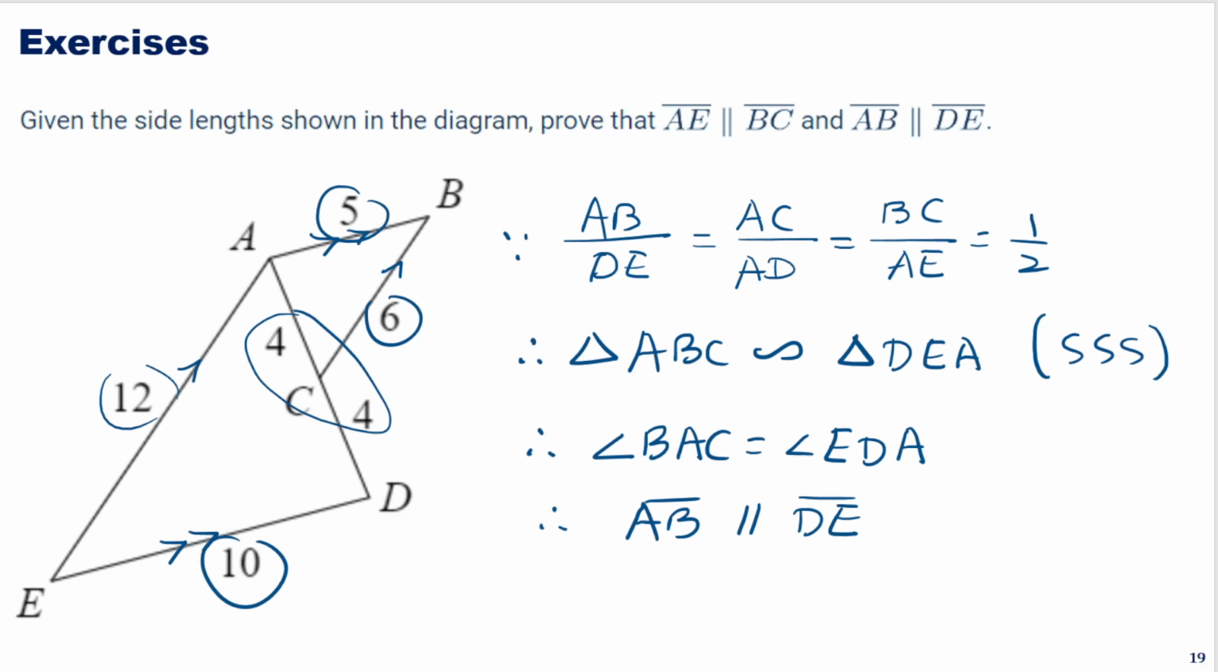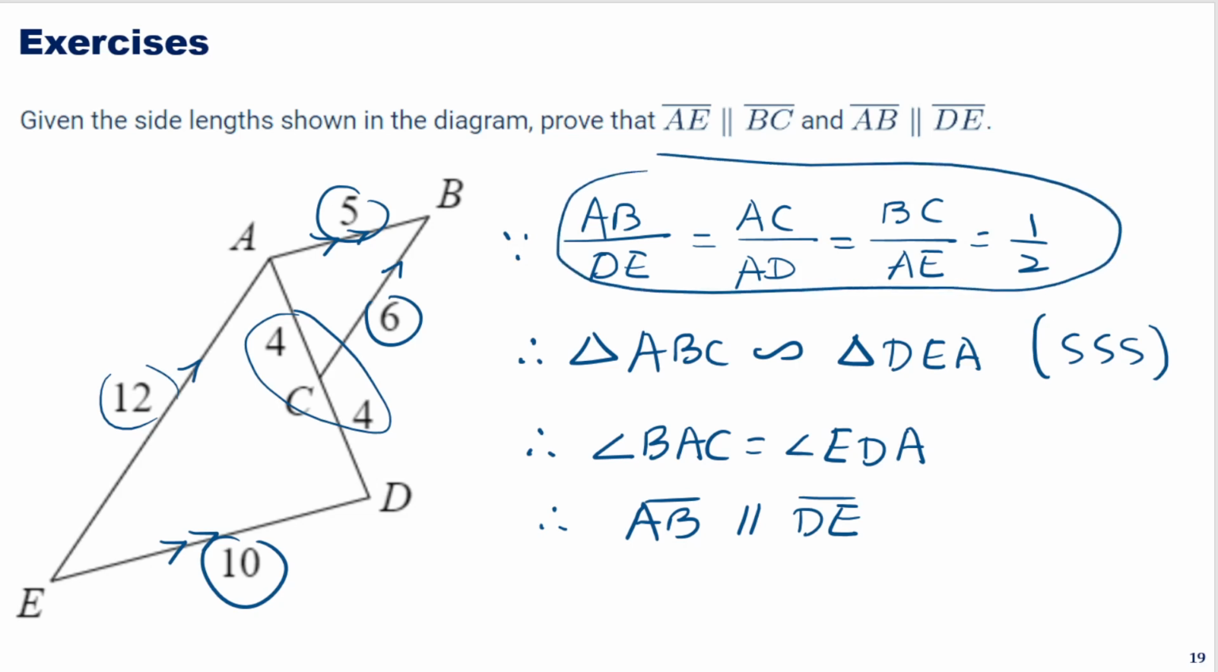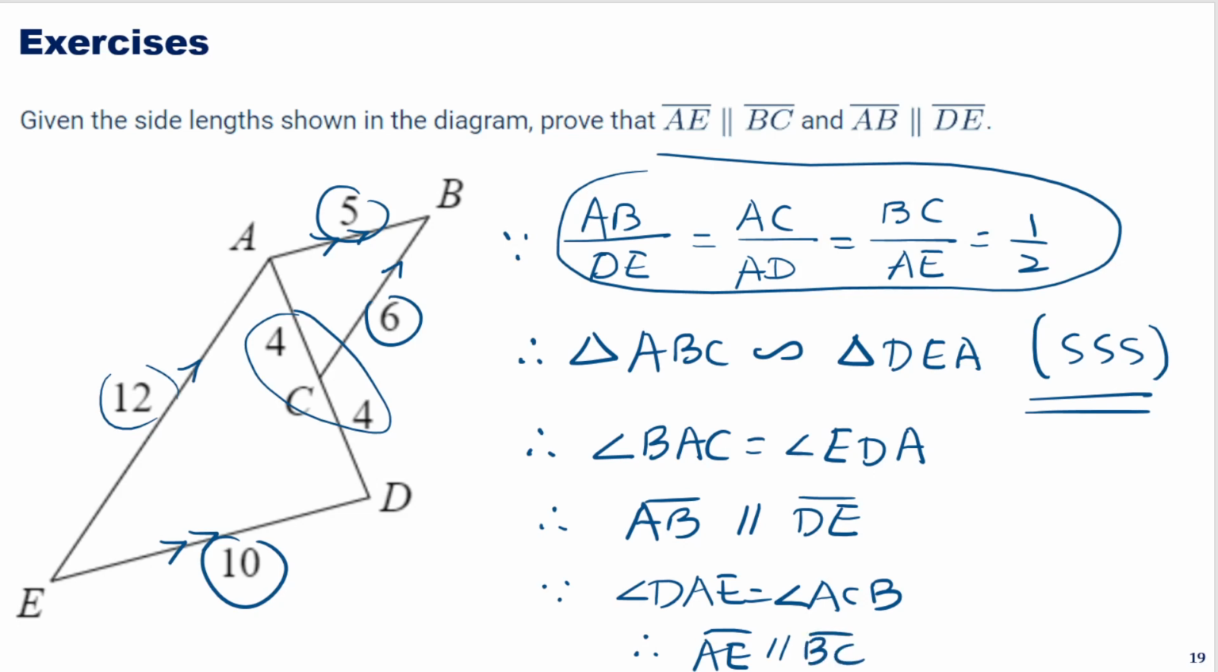If you double every length of one triangle to get the other one, then you're actually using SSS, right? So basically it's the same thing. That's called SSS. And SSS tells you similarity. And because angle DAE equals angle ACB, then we know AE is parallel with BC, right? Okay.